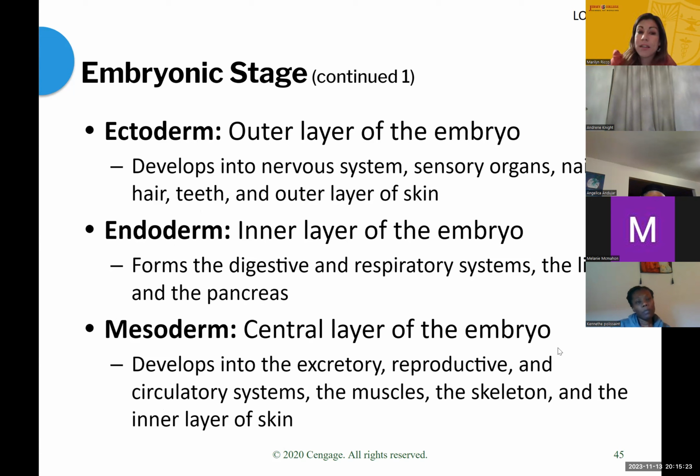And during these embryonic stages, we have ectoderm, endoderm, and mesoderm. The ectoderm is the outer layer of the embryo, which develops into the nervous system, sensory organs, nails, hair, teeth, and outer layer of the skin. The endoderm is the inner layer of the embryo, which forms the digestive and respiratory systems, the liver and the pancreas. And then the mesoderm is the central layer of the embryo. It develops into the excretory, reproductive, and circulatory systems, the muscles and the skeleton, and the inner layer of skin.